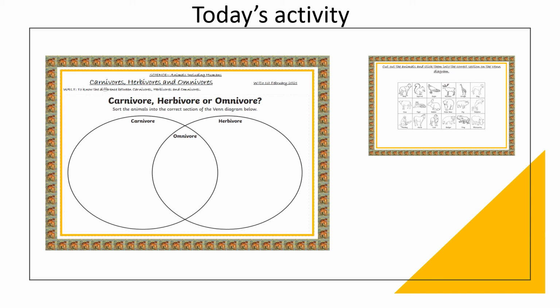Here is your activity for today. There is a Venn diagram that I would like you to use to help you sort the animals into whether they're a carnivore, herbivore or an omnivore. It's two circles that overlap. One of the circles is for carnivores. The other side of the circle is for herbivores, and where the two circles overlap is where we'll put the omnivores. Now remember, carnivores only eat meat, herbivores only eat plants, and omnivores eat both meat and plants.